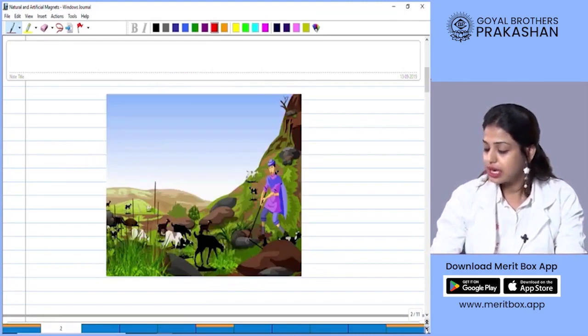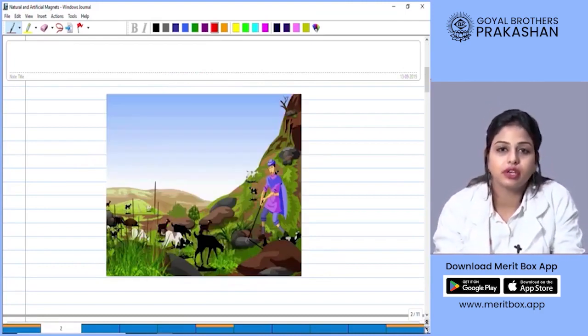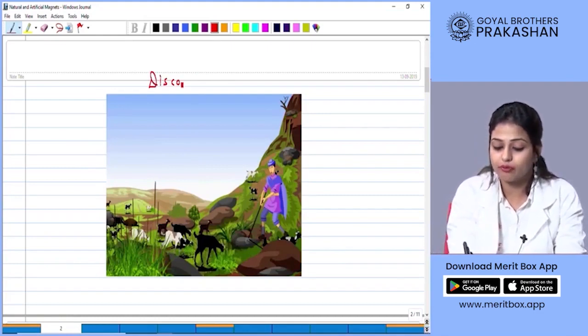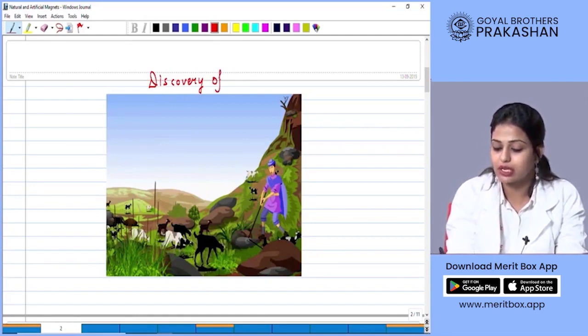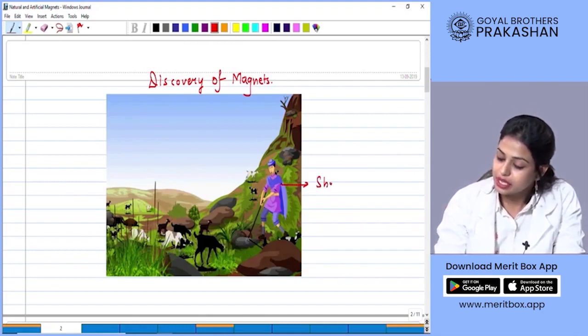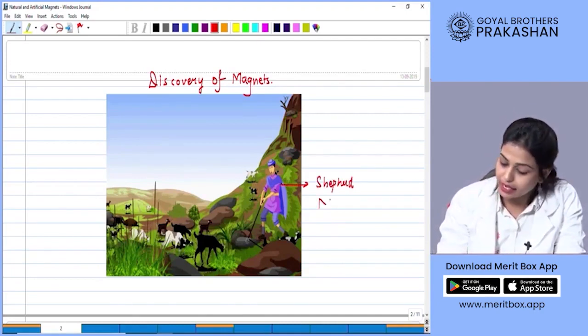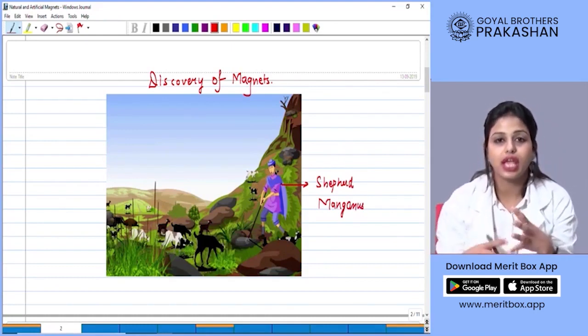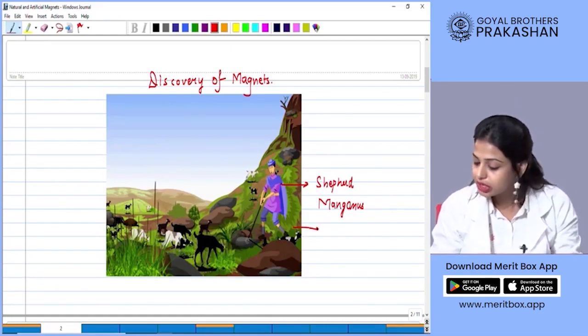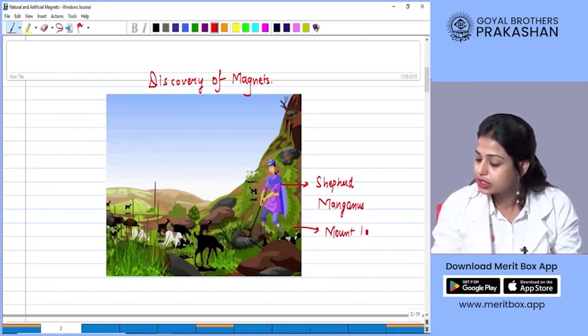Now students, it is not known when the magnets were discovered, but there is a very prevalent story about the discovery of magnets in a very small town called Magnesia. This town is in Greece. Now, in the early period, there was a shepherd. His name was Magnus. Now, what Magnus used to do? Magnus used to take his sheep for rearing on a particular mountain. That mountain was named Mount Ida.